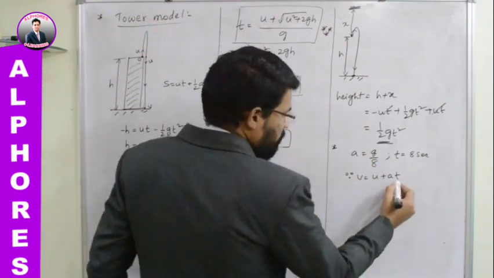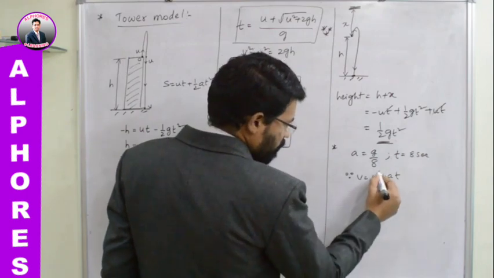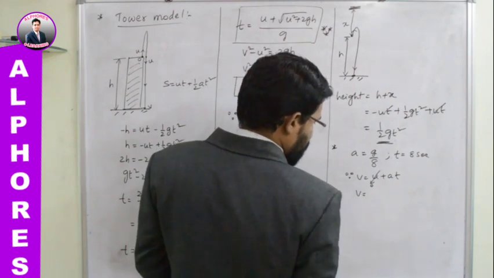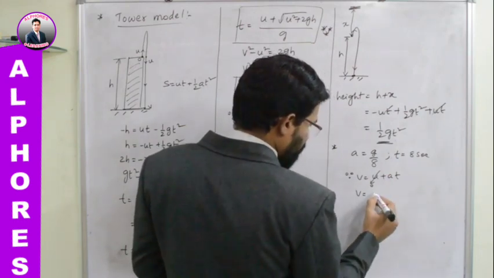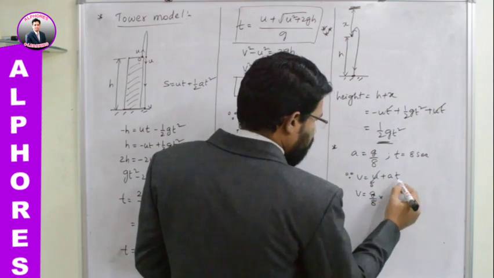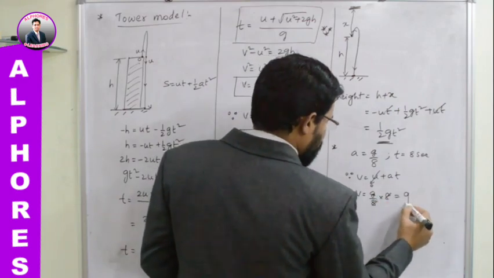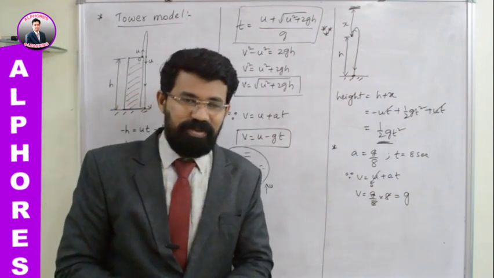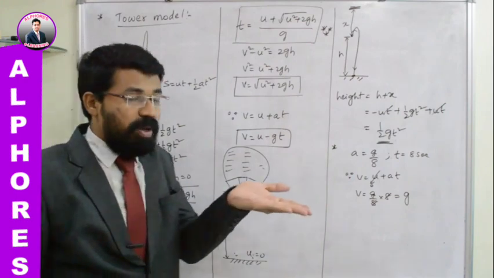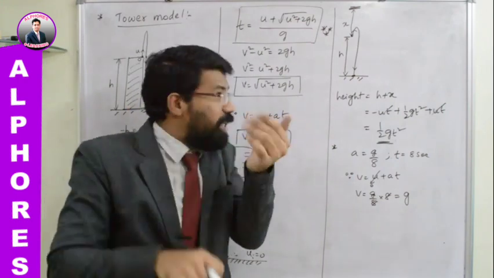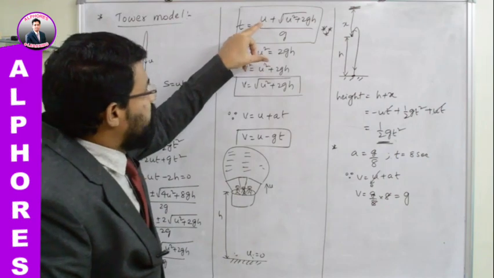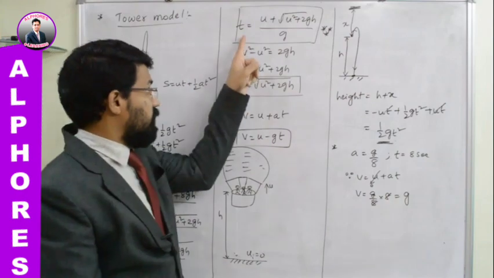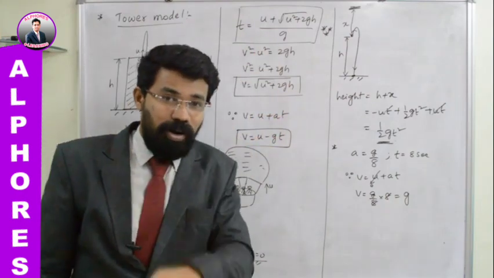So velocity after a time equal to 8 seconds. Initially, what is the velocity at the ground when it has started? U is 0, so v can be written as a times t. a is g by 8, t is 8 seconds. 8 gets cancelled. So velocity is equal to the magnitude of g, 9.8. That is the velocity with which the balloon was traveling when the coin is pushed out. It means in this equation, whatever u is there, that u can now be replaced with g. So in the time of flight equation, we were having two unknown parameters.